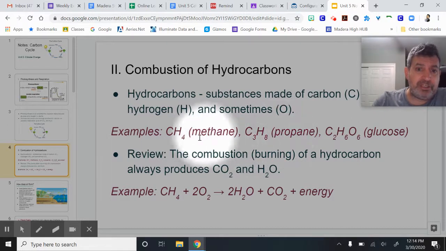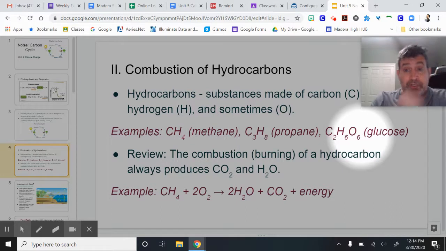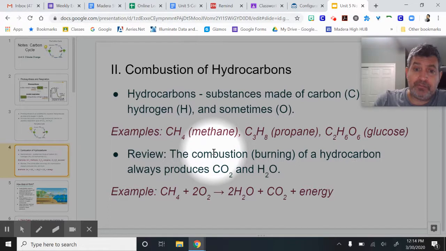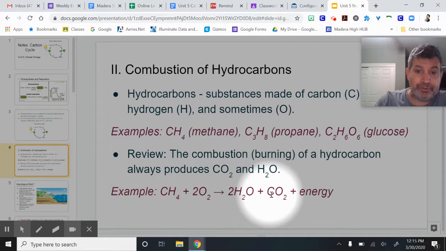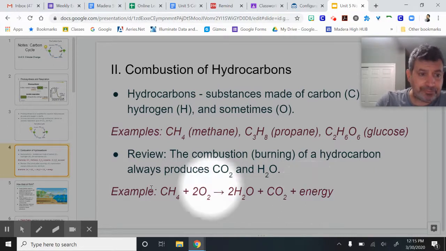Methane is used more in town, where we have natural gas that's coming into each home for hot water heaters and for stoves if you have a gas stove. Glucose is the energy that we operate off of from the food that we eat. And just to review, remember that combustion or burning of a hydrocarbon always produces these two things, CO2 and H2O. And so we have our equation here of CH4 plus 2O2 gives us 2 waters, 1 mole of carbon dioxide, and energy that's given off as we burn that stuff.